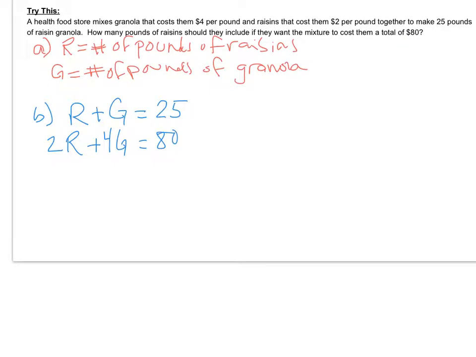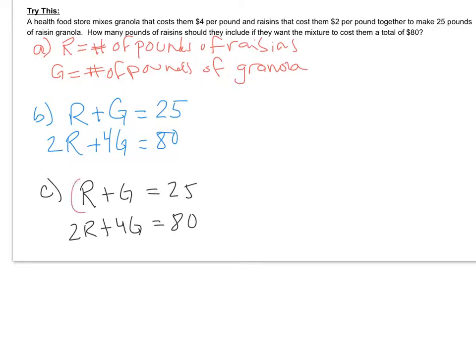Then we're going to go ahead to part C. And part C is where we're going to solve. Don't touch part B. So let's rewrite this. R plus G equals 25. 2R plus 4G is equal to 80. If we go and solve this, again, I would use the elimination method. And I would just multiply this top here by negative 2.